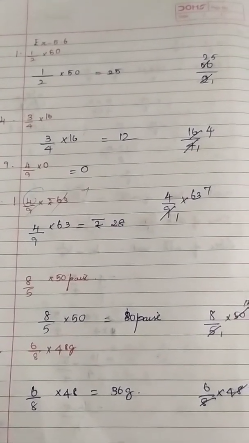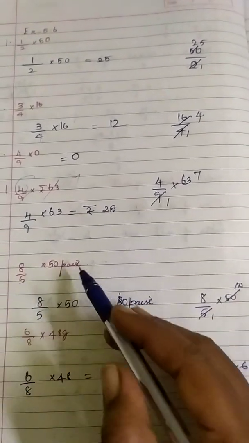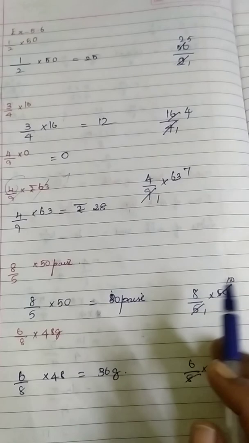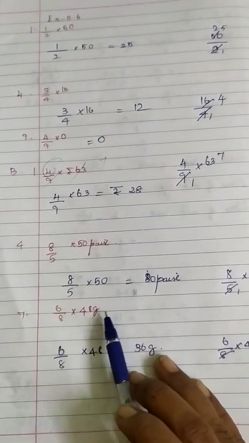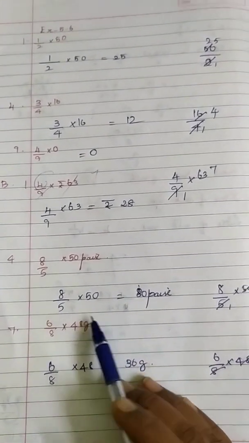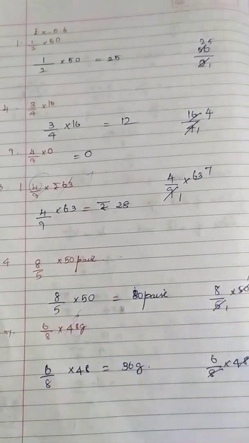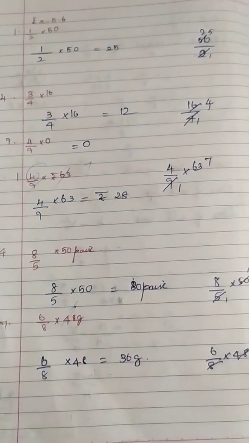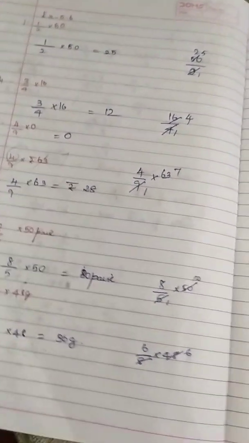Similarly, 8 by 5 into 50. 50 will come in the 5 table 10 times. So 8 into 10, it is 80 paise. Next, 6 by 8 into 48 grams. 8 table, 6 8s are 48. Cancelling, you have 6 into 6. So 6 6s are 36 grams.